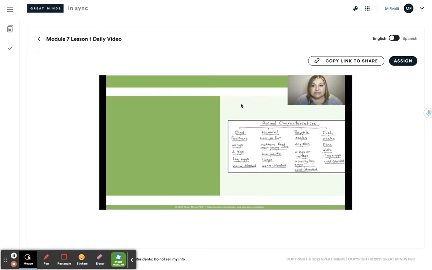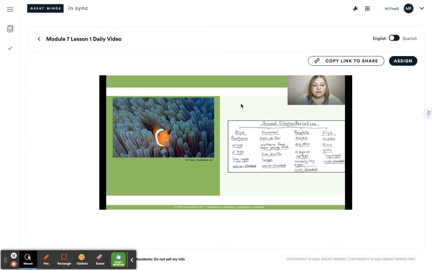Using these sentence frames, tell me about this animal. I heard some of you say it is a fish. A fish has scales and gills. Some of you said it can swim. I even heard some of you say it can lay eggs. Great work using our sentence frames.